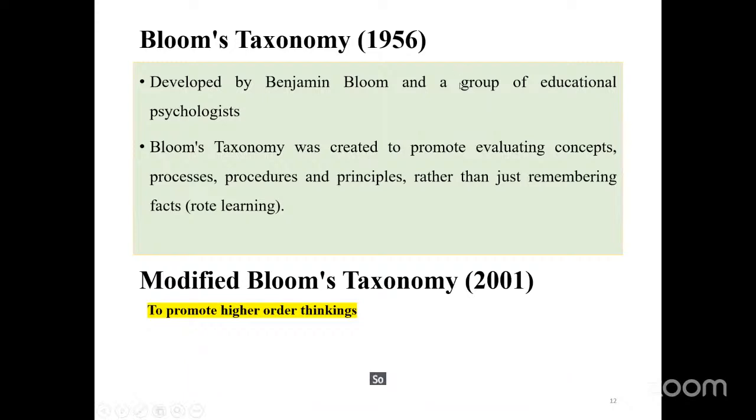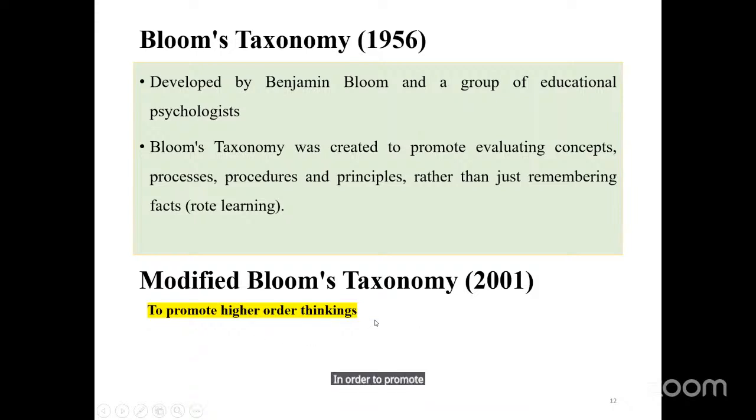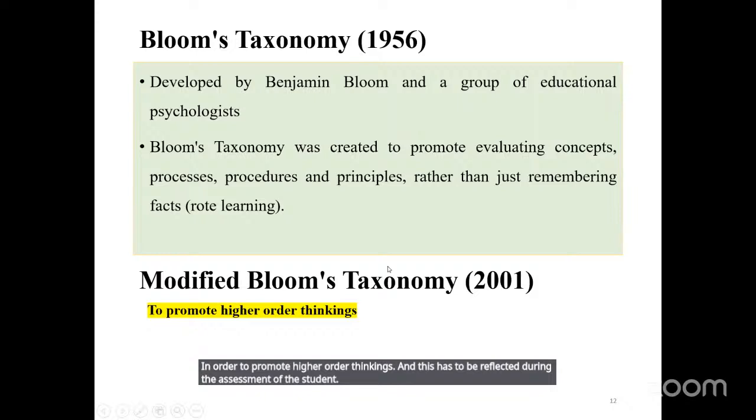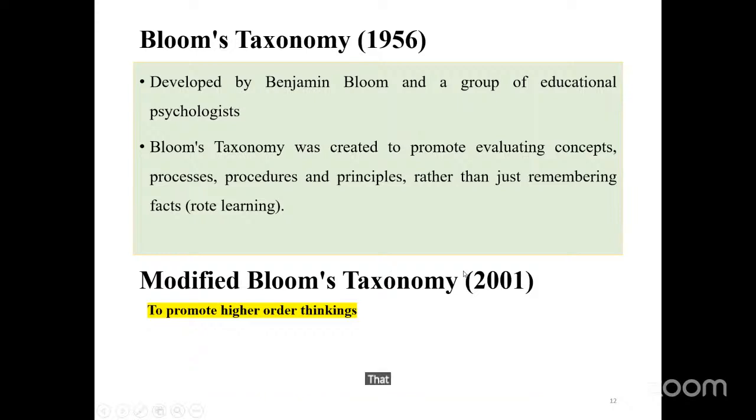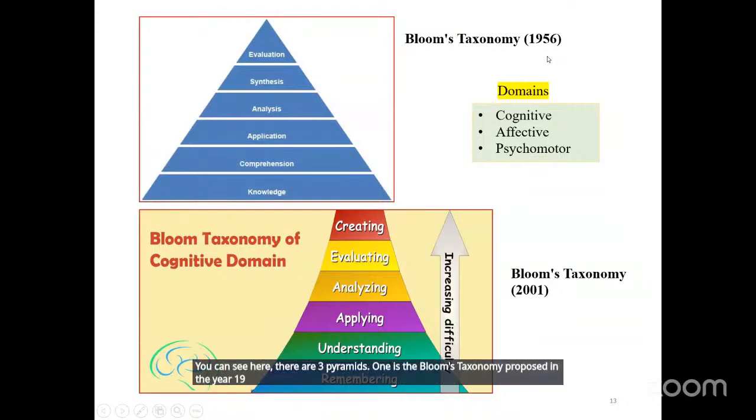So this original Bloom's taxonomy had several limitations, and don't worry about that. Subsequently, it was modified in the year 2001 in order to promote higher order thinking, and this has to be reflected during the assessment of the student. That Bloom's taxonomy is known as the modified Bloom's taxonomy. You can see here, there are three pyramids. One is the Bloom's taxonomy proposed in the year 1956.